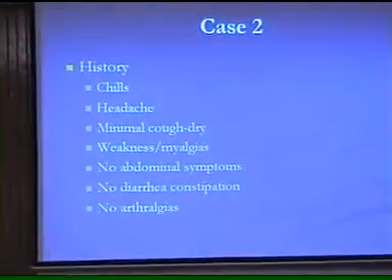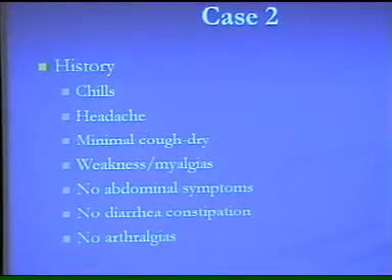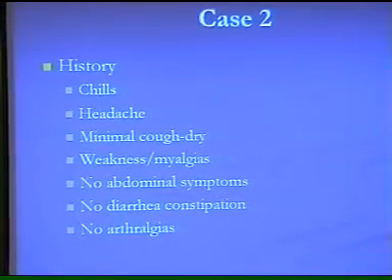You take a history, and the patient says that there are chills, headache, and a dry cough, but no phlegm, and complains of weakness, myalgias, but on further questioning, no abdominal symptoms, no diarrhea, constipation, and no arthralgias. So what do you think? Does this narrow down our differential diagnosis?